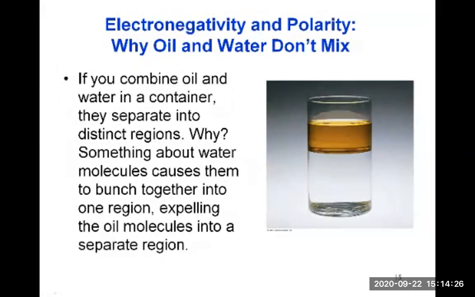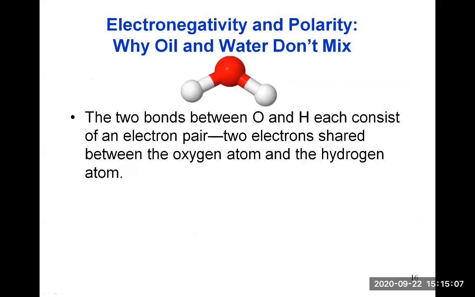Captions in English, please. So this is the third video on chapter 12. It's on electronegativity and polar bonds. So why don't oil and water mix? You've all observed that if you combine oil and water in a container, they separate into distinct regions, right? Why? Something about water molecules causes them to bunch together into one region and expel the oil molecules into a separate region. So they are pushing each other out and excluding each other.